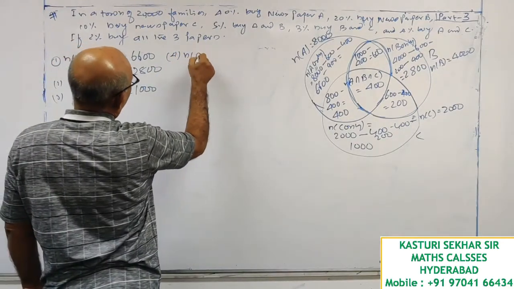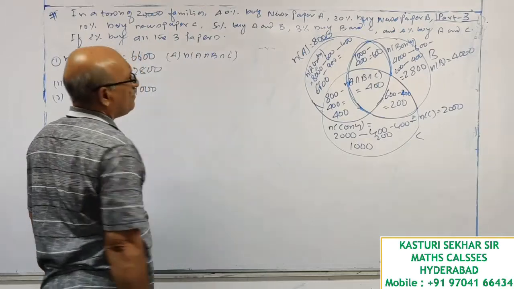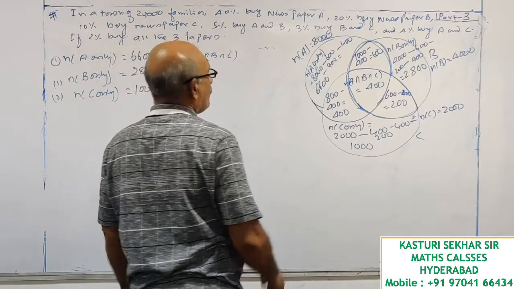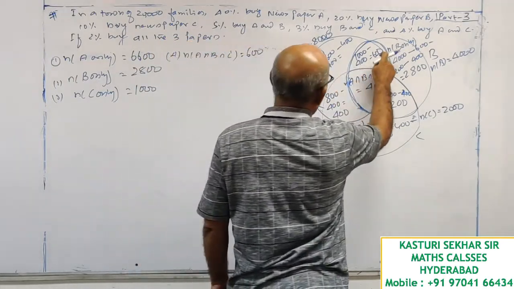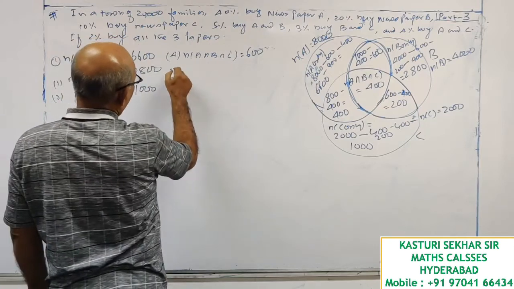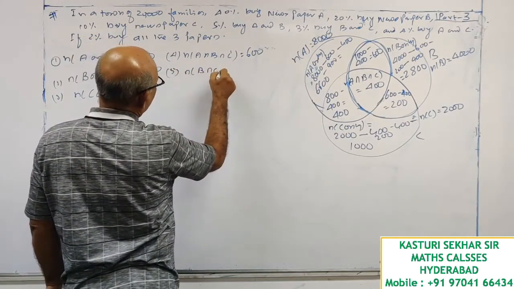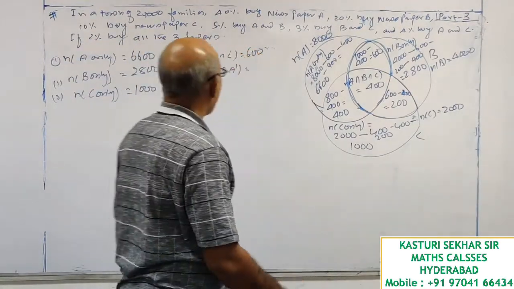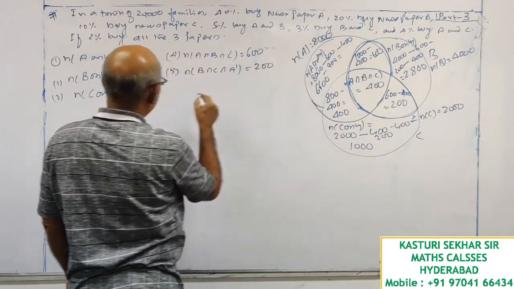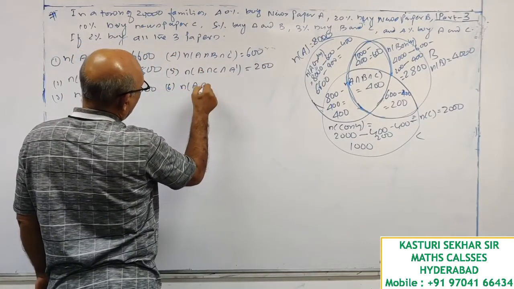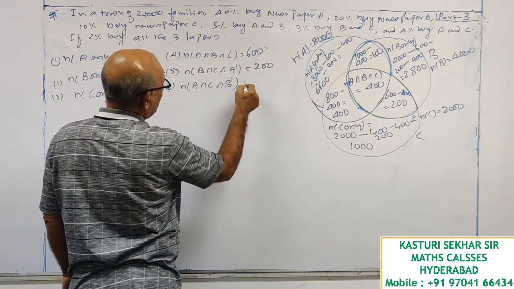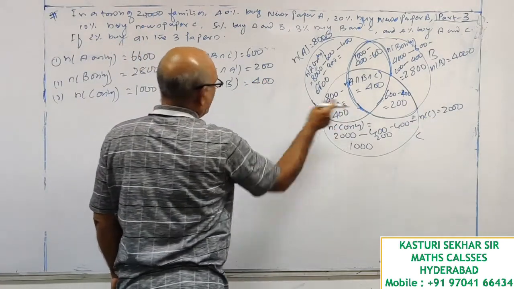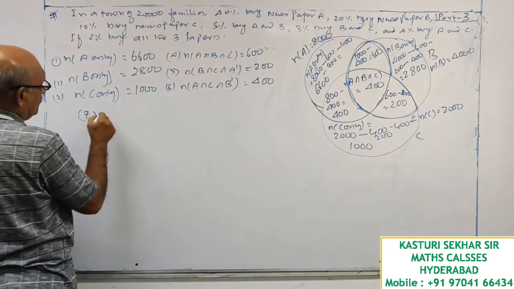Fourth question, A intersection B intersection C complement, A and B but not C, is 600. Fifth question, N of B intersection C intersection A complement, B and C but not A, is 200. Sixth one, N of A intersection C intersection B complement, A and C but not B, is 400. Seventh question.